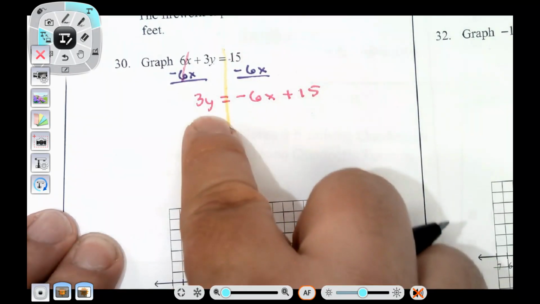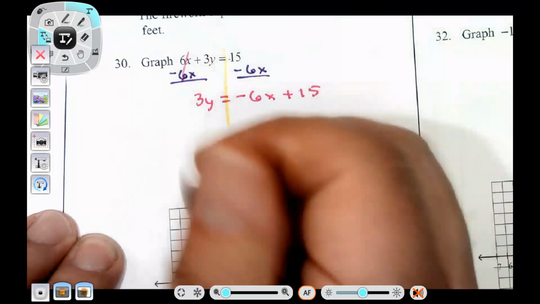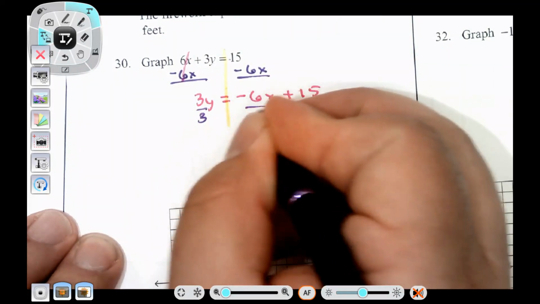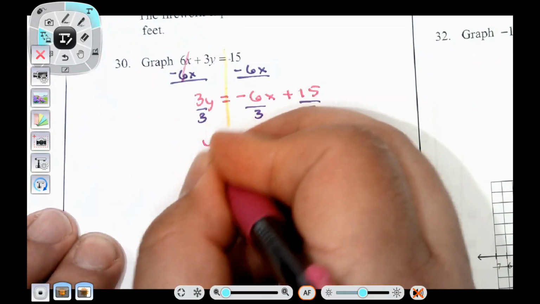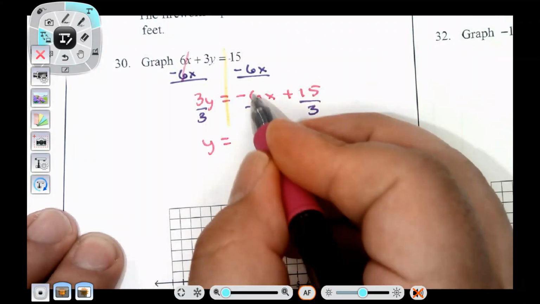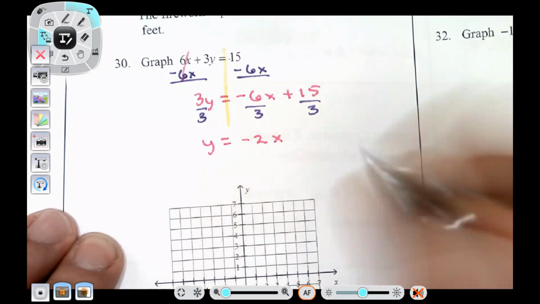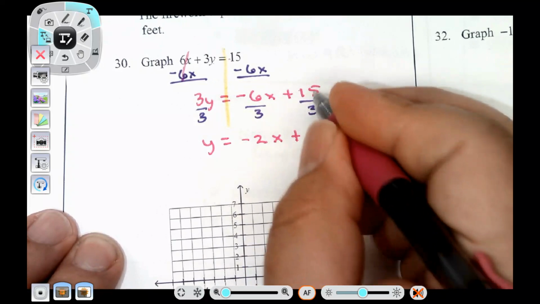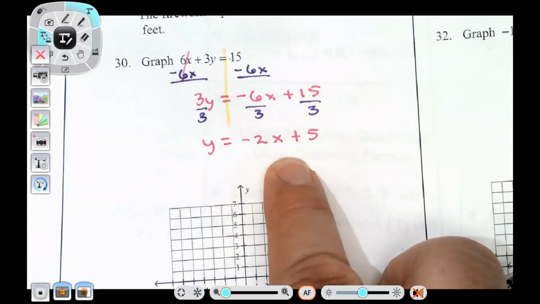All right, last step. My goal is the y. Don't worry about that side. We don't care about that side. My goal is get y by itself. Then I simply divide everybody by 3. And now I'm going to be ready. Y is equal to negative 6 divided by 3, negative 2 x, of course. Plus 15 divided by 3. Oh, there's your 5. So now it looks like what we did earlier.